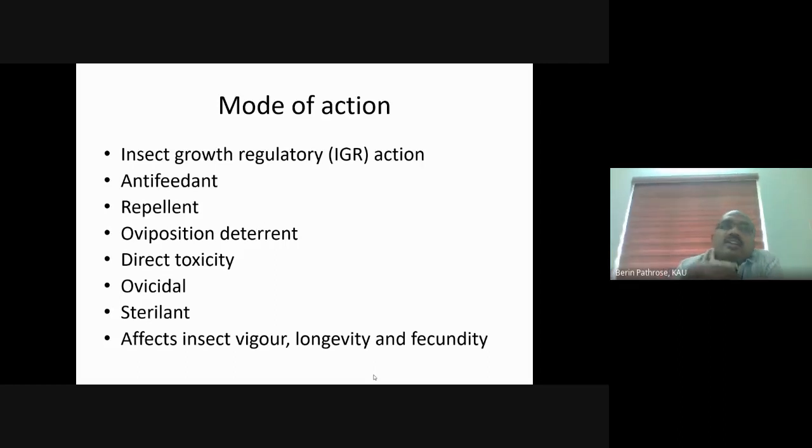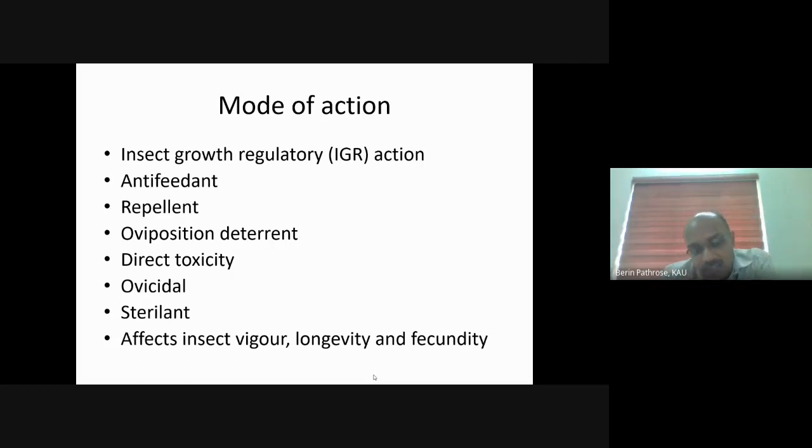Even if we spray a botanical, we may not see any mortality of the insect, we may not see any antifeedant or repellent property, but it can affect the insect vigor, the lifespan of the insect, and the fecundity of the insect. So that is one particular feature with many of the botanicals. It is there in neem, and it is there with other botanicals also. So for neem, we have diverse modes of action such as IGR, antifeedant, repellent, oviposition deterrent.